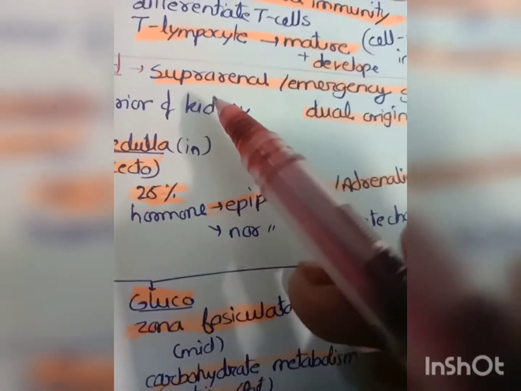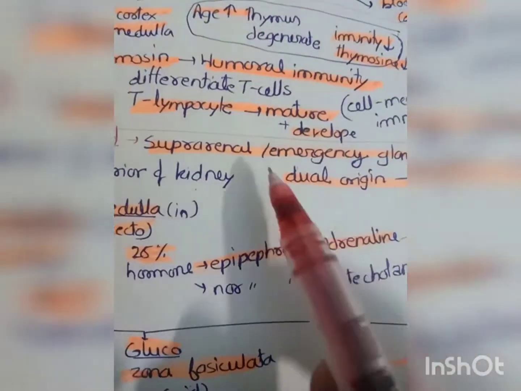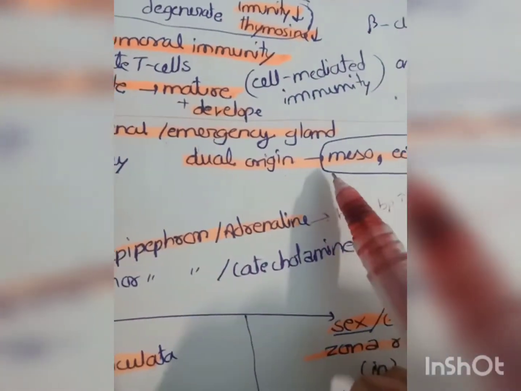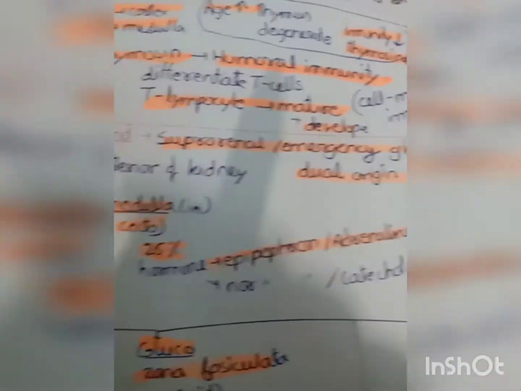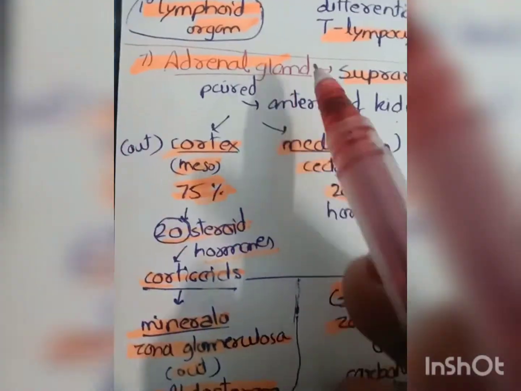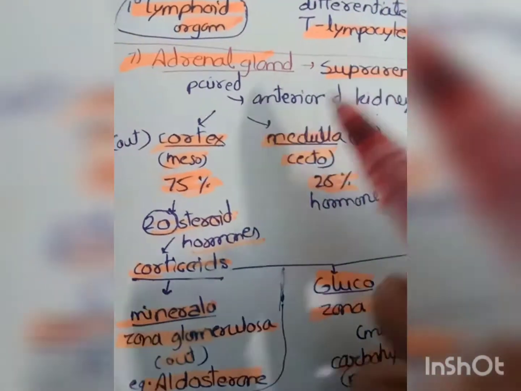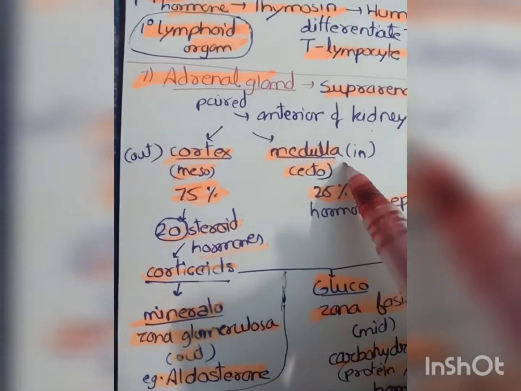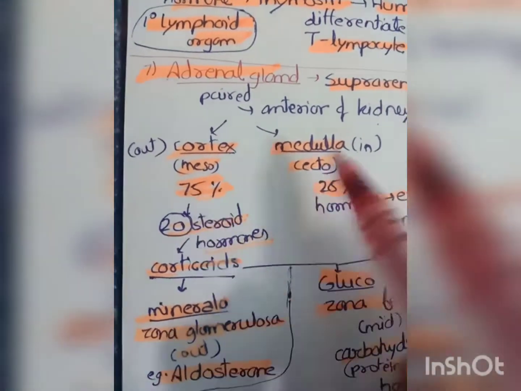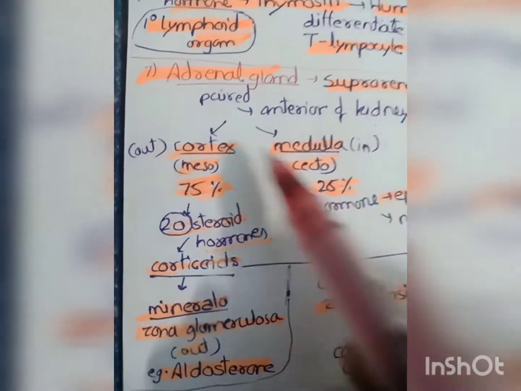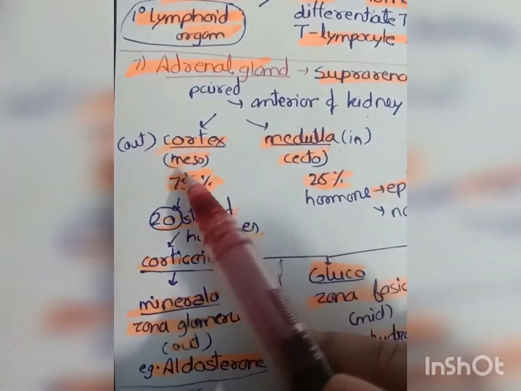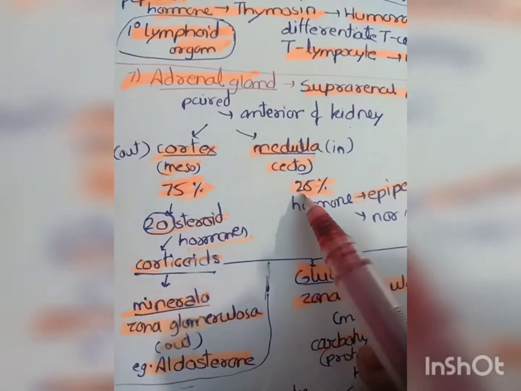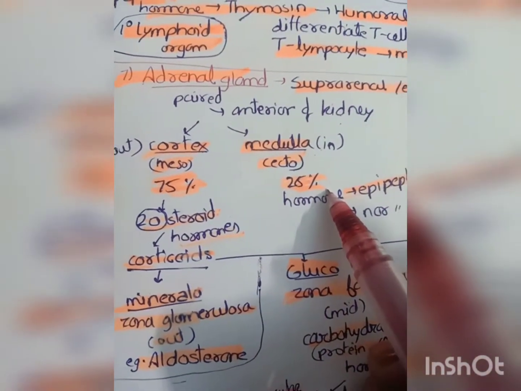It is also known as the suprarenal or emergency gland, and this gland has dual origin, both mesodermal and ectodermal. Now the adrenal gland is divided into two parts. The outer part is known as the cortex, and the inner part is known as the medulla. The cortex is mesodermal in origin, and the medulla is ectodermal. The maximum part of this gland is constituted by the cortex, that is 75% of it, and the medulla constitutes only 25% of it.